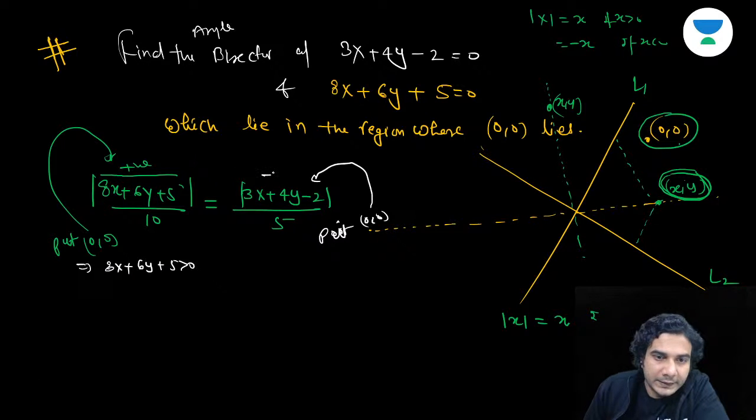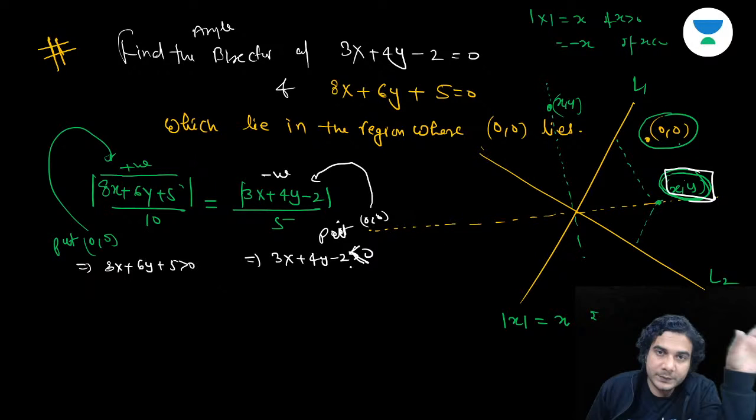Negative, yeah. This is negative, right? If you put 0, 0, that 3x plus 4y minus 2 is negative for this point, right? For our x comma y. Oh, sorry, negative. Have you understood? So this quantity is positive and the second quantity is negative.